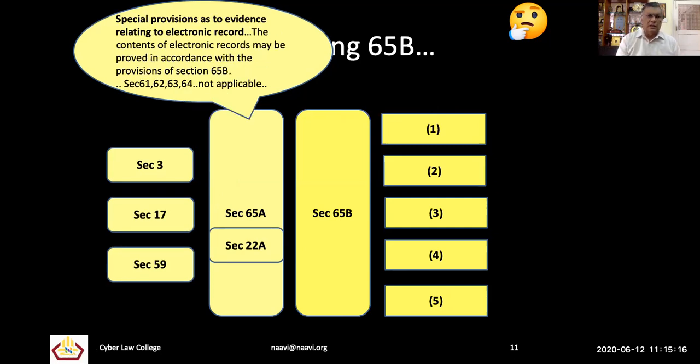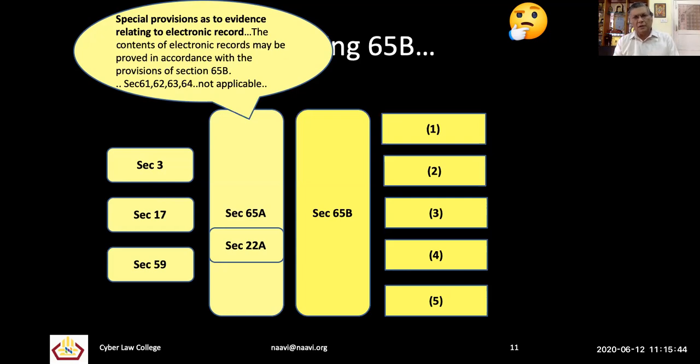Subsequent to this, there are sections 61, 62, 63, 64, all of which refer to the documentary statements other than the electronic documents. And section 65A clearly says that there is a special provision regarding evidence relating to electronic record, and that is set out in section 65B.